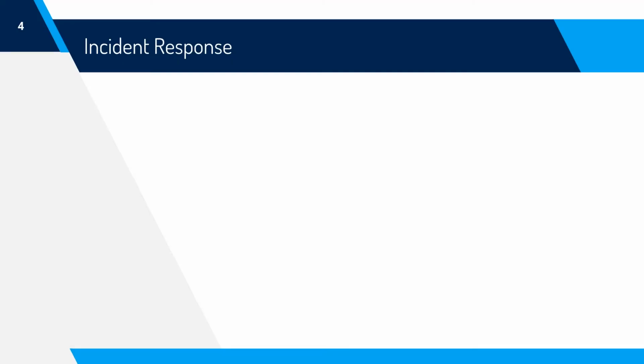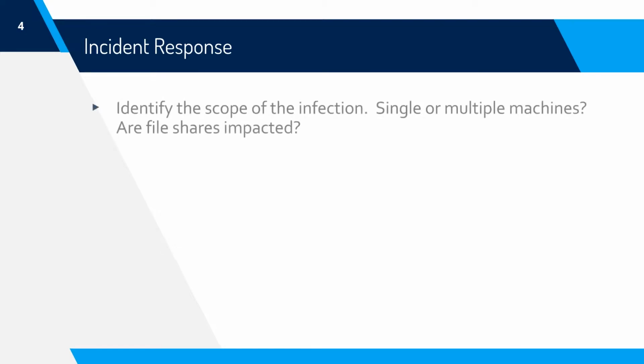Let's talk briefly about incident response. This is basically how do you respond when you get the call saying, my machine has ransomware. The first thing you need to do is quickly identify the scope of the infection. Does this appear to be isolated to a single computer, or is it an entire building or your entire organization? Also, do those computers have write access to file shares through map drives? If so, it's entirely possible that those locations have been compromised as well.